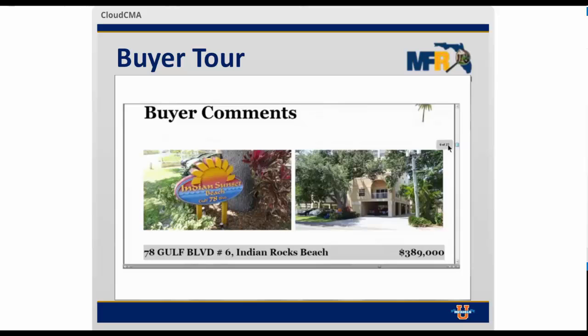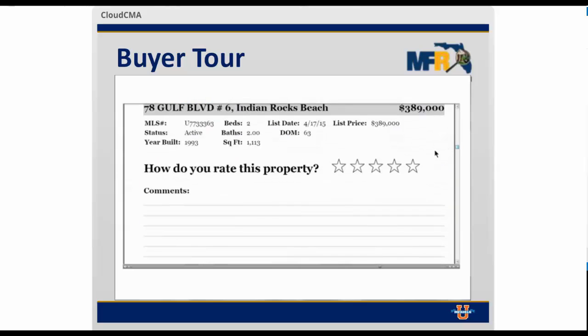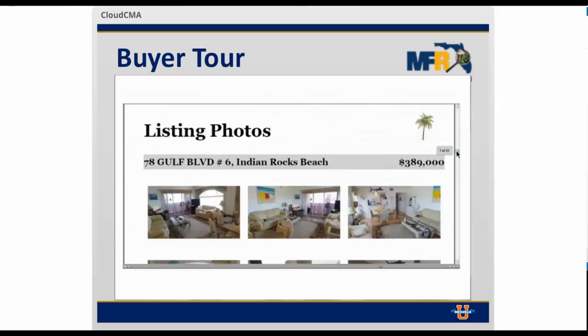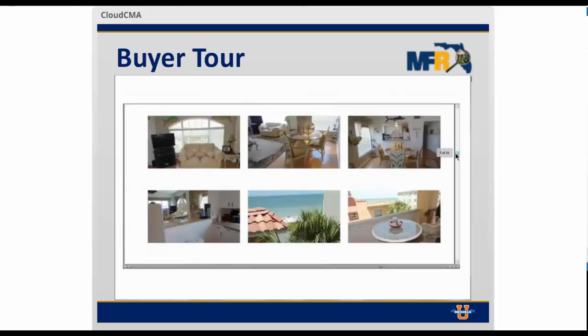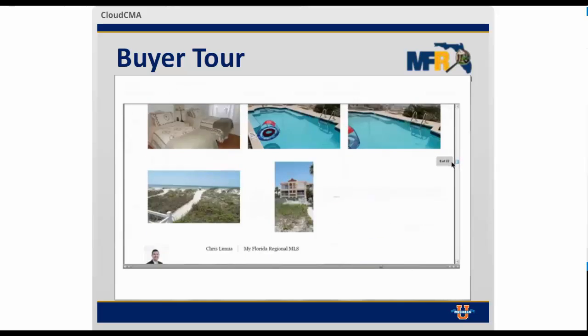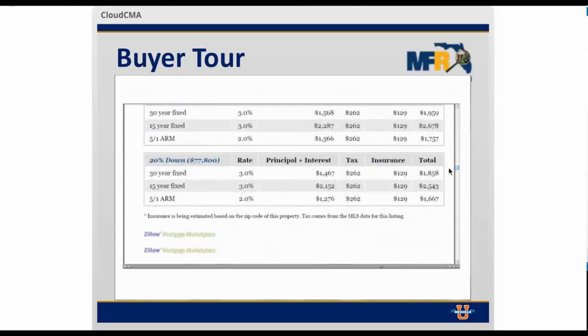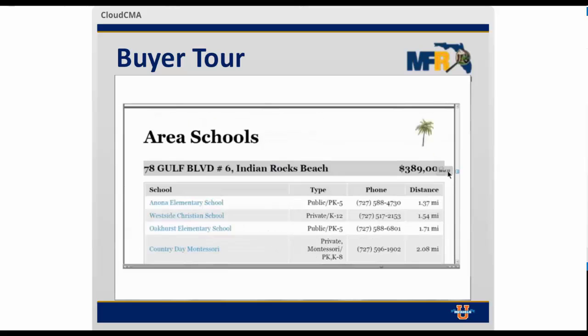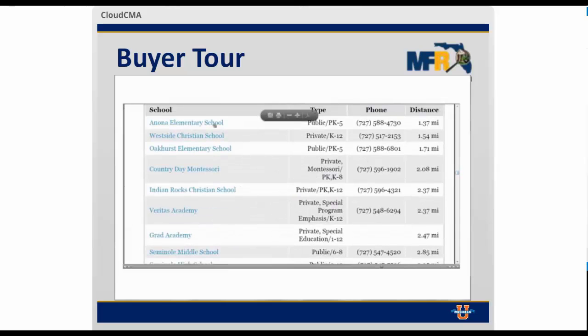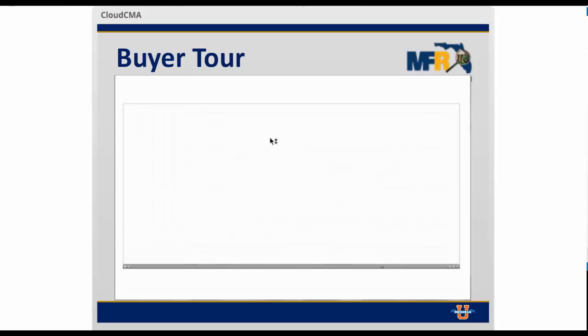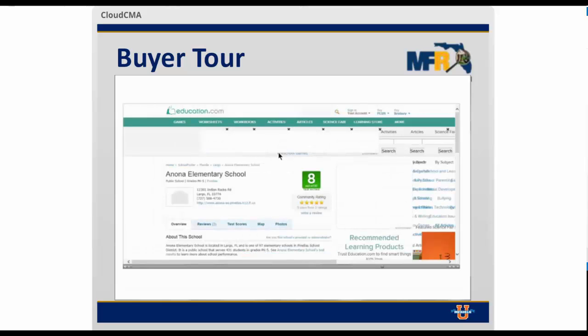The buyer's tour also has a buyer's comment sheet. So remember how I pulled in multiple properties and maybe I'm getting ready to show all these to the buyer. They can actually, as they're going around seeing the properties, they can rate it, they can give comments. This is not interactive, it's just a static page. All the MLS listing photos, various loan scenarios. Once again, if this was a cash sale, I could take this out. Area schools, and I can click on any of these links for more information. Now remember, these are just the nearby schools, not necessarily the zone schools.